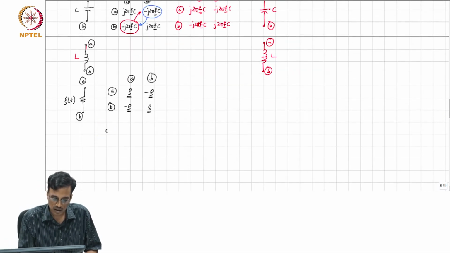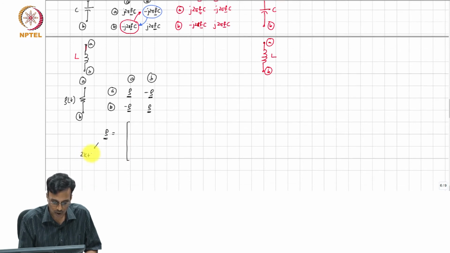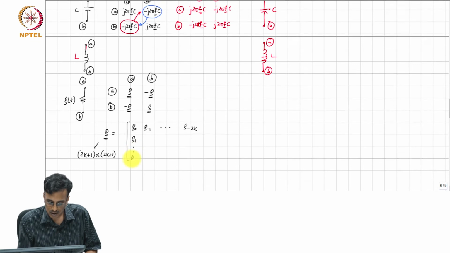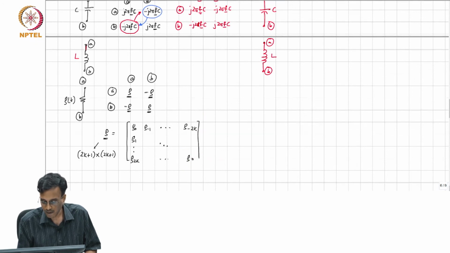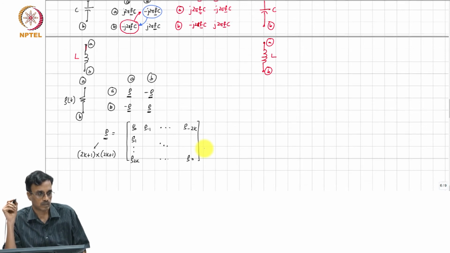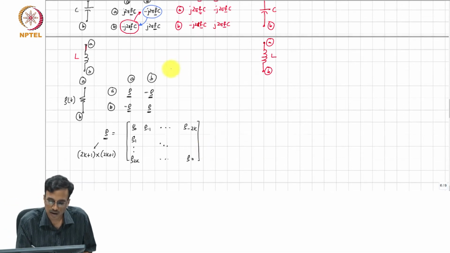And recall that G matrix is the 2k plus 1 cross 2k plus 1 matrix, which is G 0, G minus 1, and so on, G minus 2k, this is G 1, G 2k, this is G 0. All right. So, this is the MNA stamp.